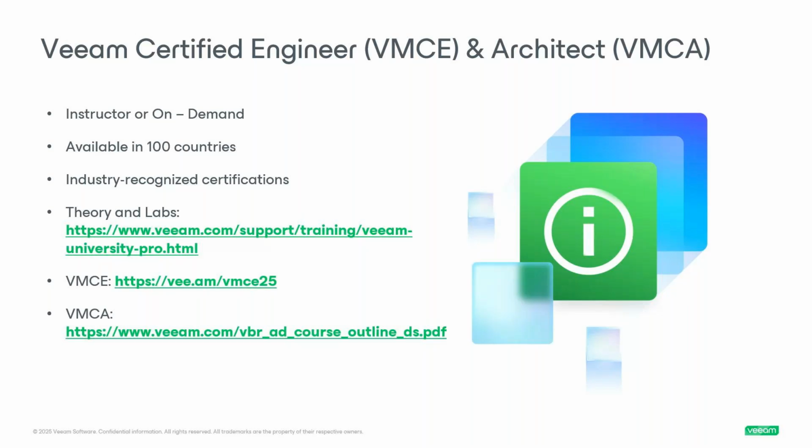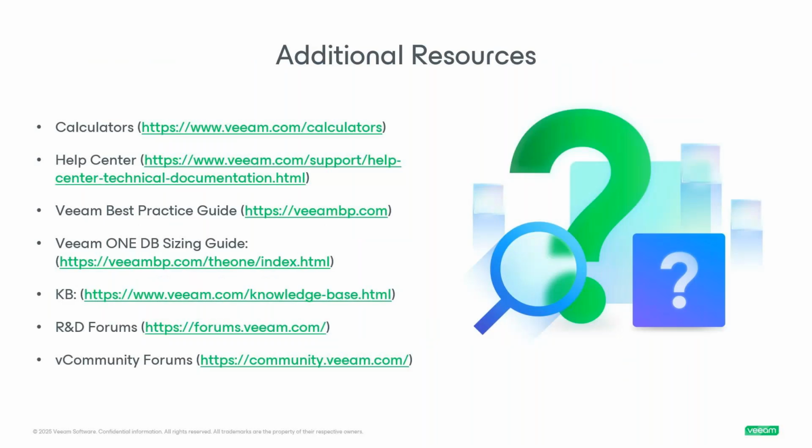And so additional resources, the Veeam calculator is always helpful regardless of which application we're talking about. Same goes for the Help Center documentation. That will take you to all of our products documentation. You can, in this case, select Veeam ONE. Similar for Veeam Best Practice Guide, that is all of them, but you can get to the Veeam ONE database sizing tool from there. And then the knowledge base, R&D forums, community forums, all great resources. I think the Veeam ONE database sizing guide is the only Veeam ONE specific resource here, but those are all definitely worth mentioning.